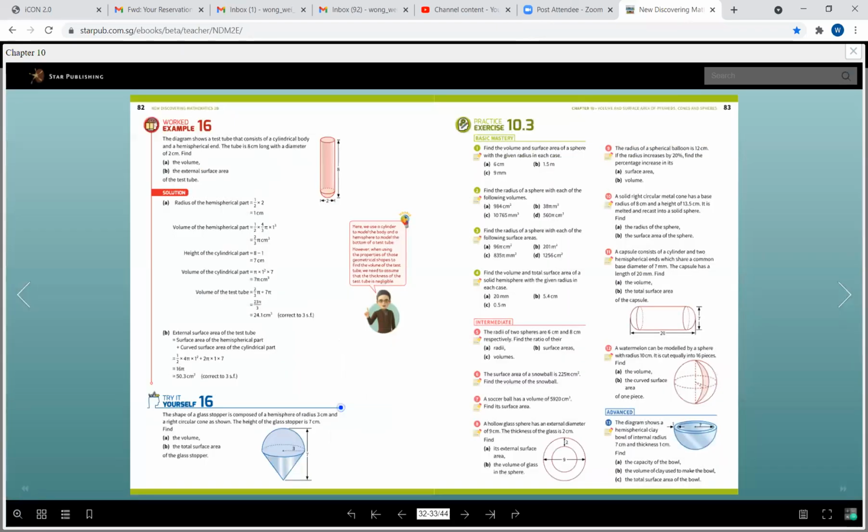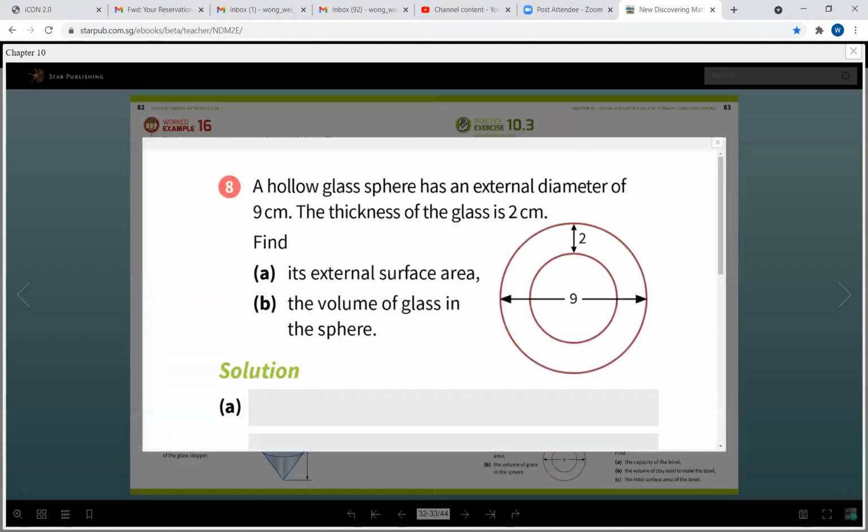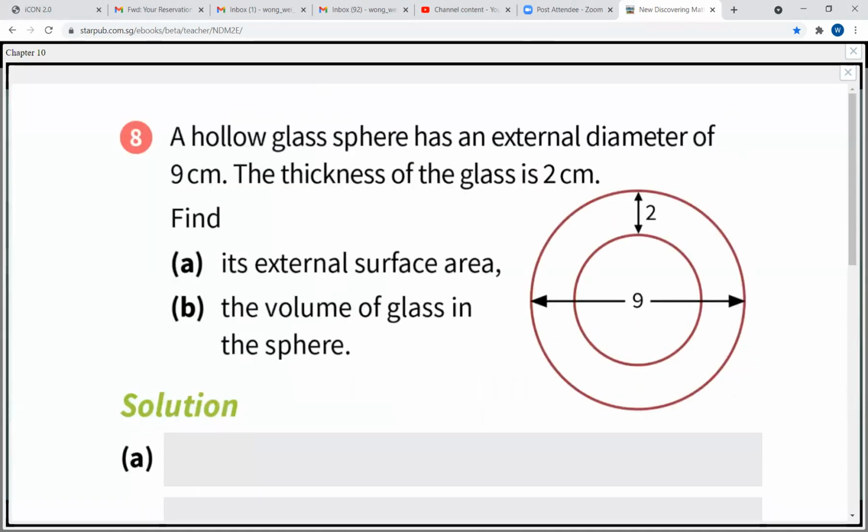Question 8. Okay, these are similar to one of the questions we did in our notes. Hollow glass sphere, external diameter 9 cm. So when you are given diameter, quickly think about converting to radius, because all our formulas are in radius, except for the circumference of a circle, pi d. Everything else is in radius. So anytime I'm dealing with a circle, important, find the radius. So radius, simply 9 divided by 2, 4.5. The thickness is 2 cm.